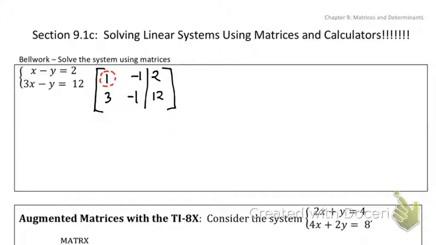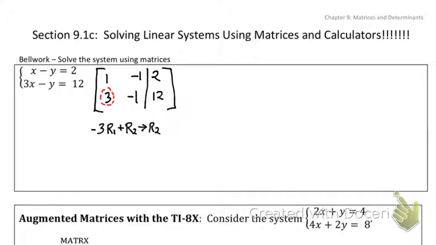It is already a 1, so we don't need to do that step. We're going to move on to the next step. Make everything else 0. So I need to make that 3 0. All I have to do is think about what's the opposite of 3, and that's -3. And we'll take that -3 and multiply that row that we created the 1 on by that -3. So we're going to do -3 times row 1. We're going to add it to row 2, and that's going to become our new row 2.